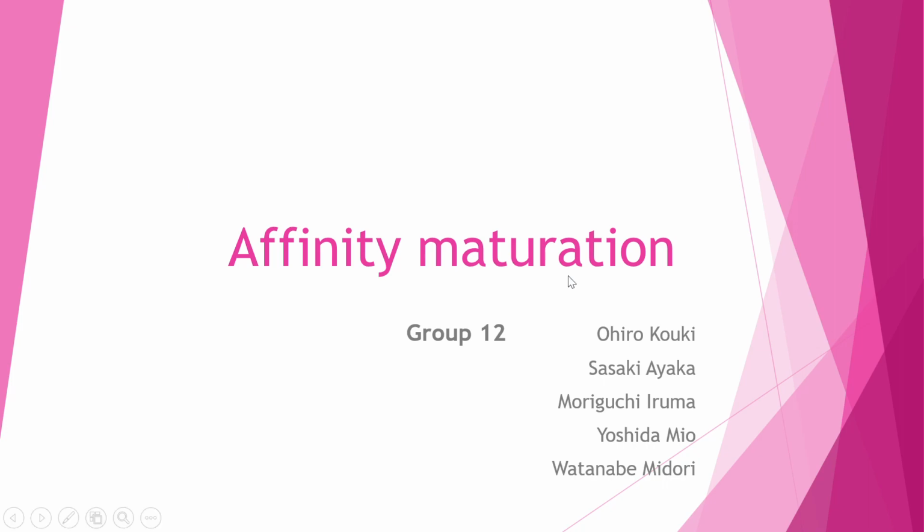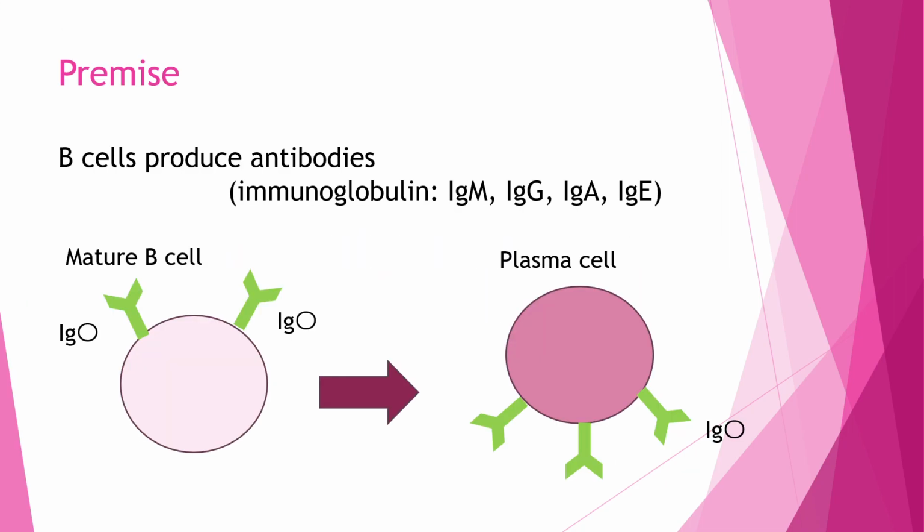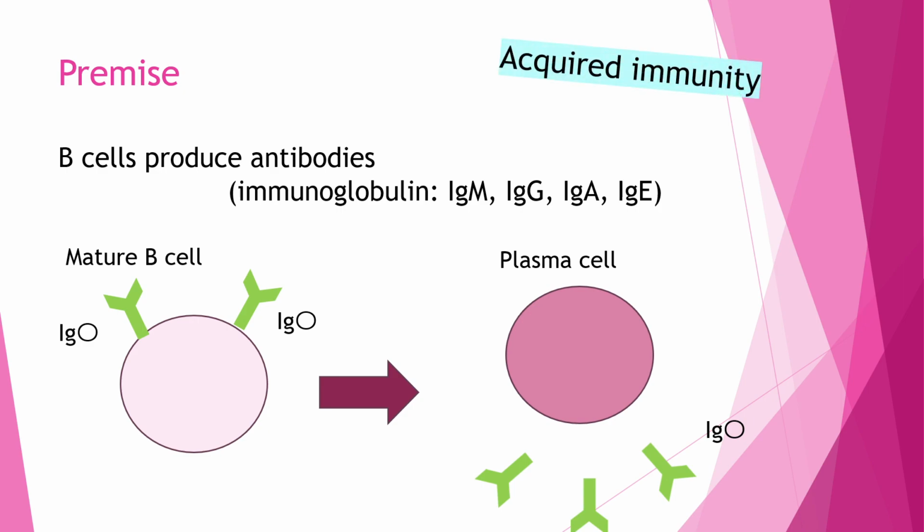We are going to explain affinity maturation. Premise: B cells produce antibodies, immunoglobulins, in response to antigens. This antibody protects the body from antigens by binding to them and neutralizing them. It is an important component of acquired immunity and humoral immunity.